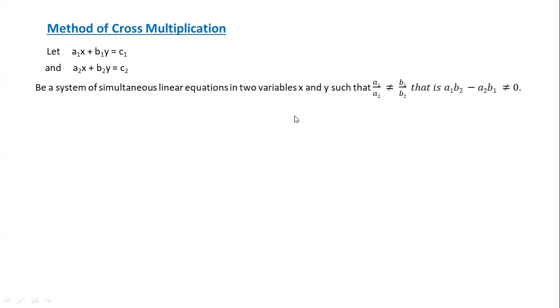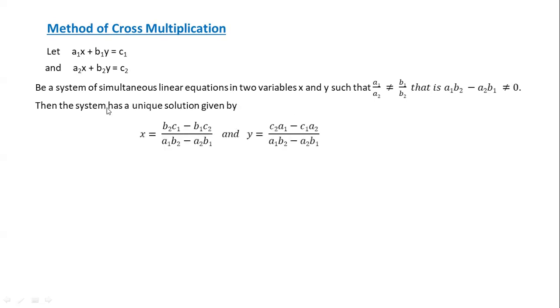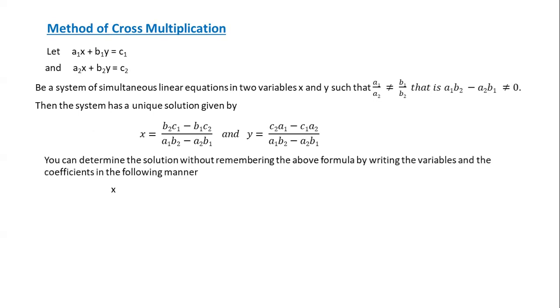If this condition applies, then the system has a unique solution given by x is equal to b1c2 minus b2c1 upon a1b2 minus a2b1. This is the value which we have just derived in the previous slide. Clear? Now, you can determine the solution without remembering the formula by writing the variables and the coefficients in the following manner.